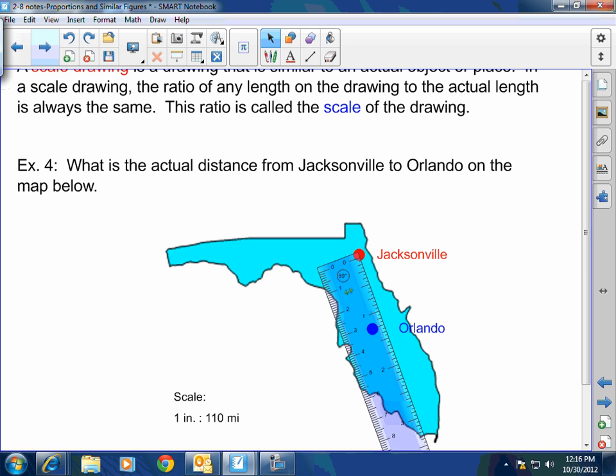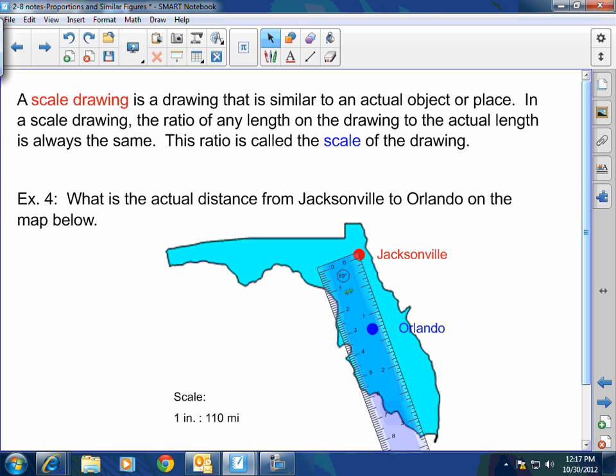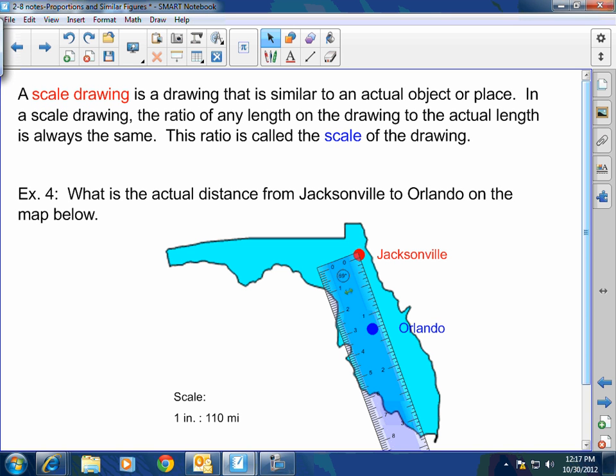Now, scale. We have all been on road trips, and I'm sure that nowadays you guys have all used GPS. Well, back in the olden days, before the days of GPS, we had to use scale. And you had to use a map and a ruler and all sorts of crazy stuff to know where you wanted to go. A scale drawing is a drawing that is similar to an actual object or place. In a scale drawing, the ratio of any length on the drawing to the actual length is always the same.